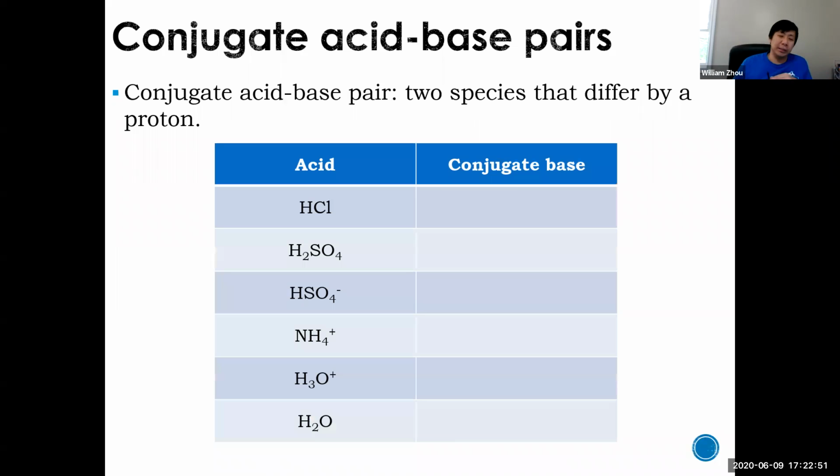So here's an exercise. Write the conjugate base for all of the acids listed. And recall that they differ by just a proton. So if you have an acid, the conjugate base should be missing a proton. I'll give you a minute, and then I'll take this up.